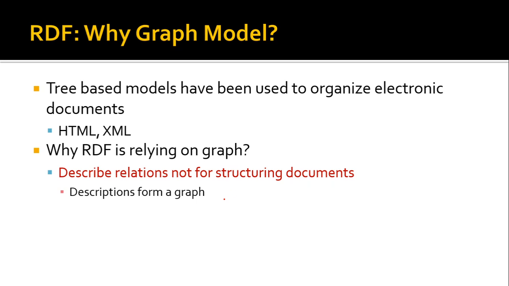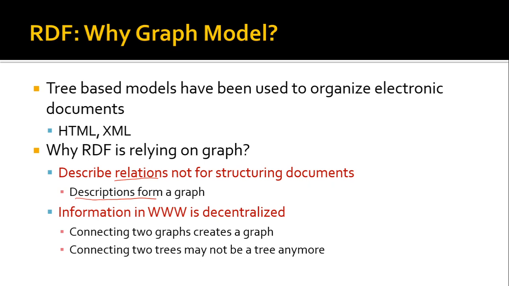So here we are basically describing relations, right? It's not like you have a clear structure of the document. We are just describing the entities, and these entities are connected to other entities with relations, and the relations can be thought of as edges or links between a pair of nodes. So these descriptions, if you draw them, form a graph. So intuitively the graph is coming into the picture, right?